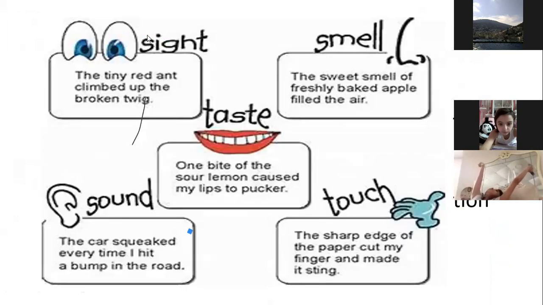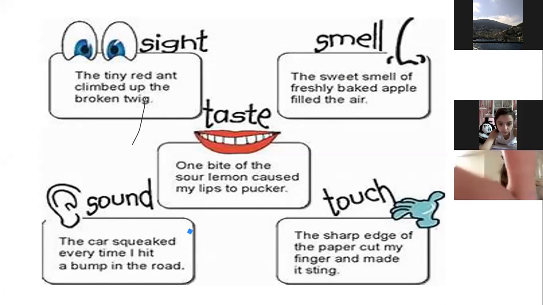Sight. How do I describe what I see? Like, the tiny red ant climbed up the broken twig. I describe the size and the color of the ant. Smell. The sweet smell of a freshly baked apple filled the air. For example, if you are smelling a bad smell, you would say the bad, annoying smell of something annoyed my nose, disturbed my nose.